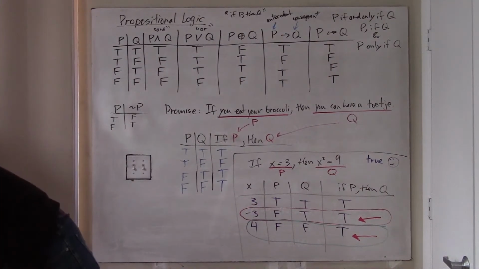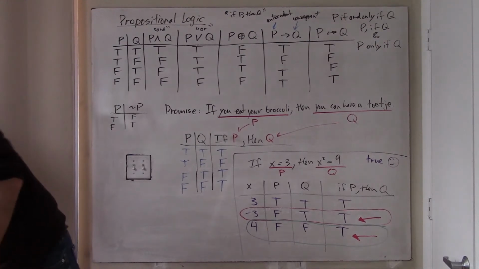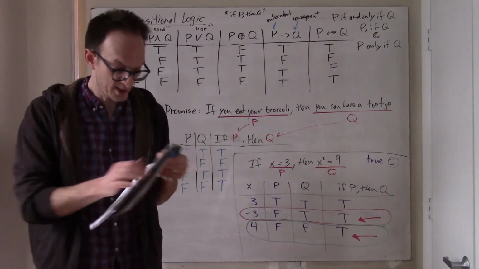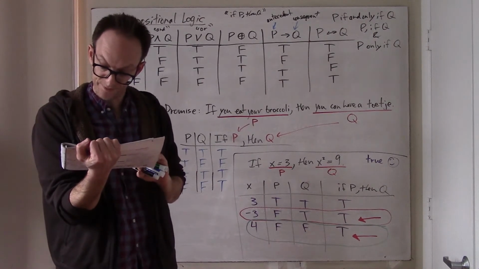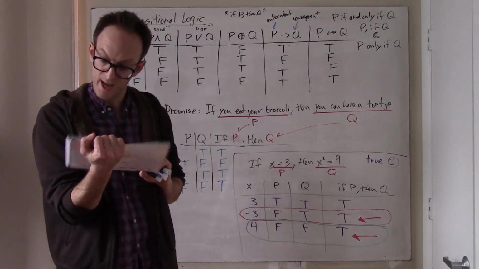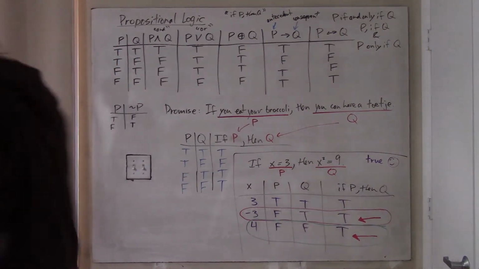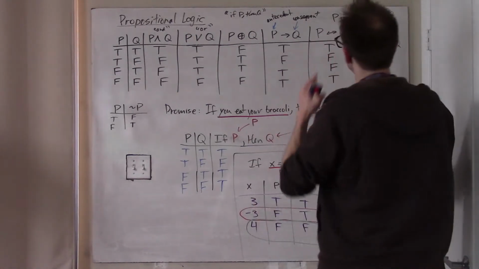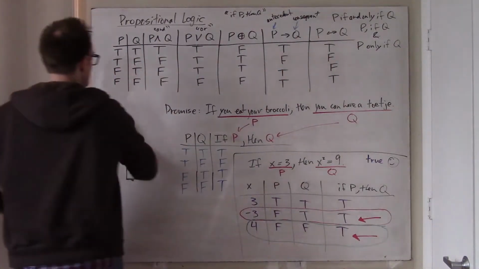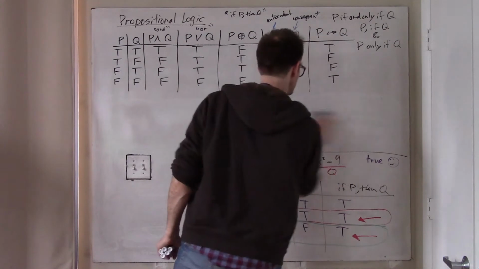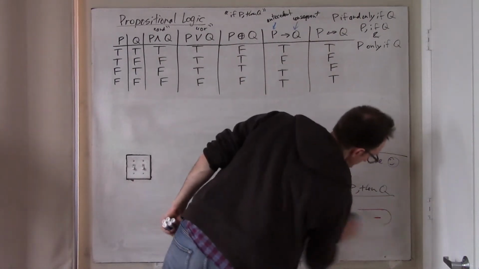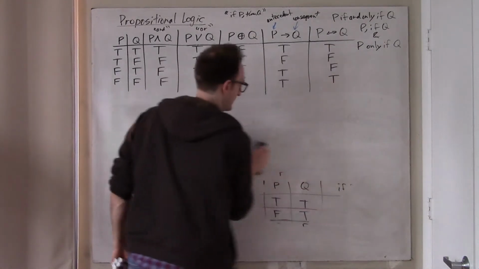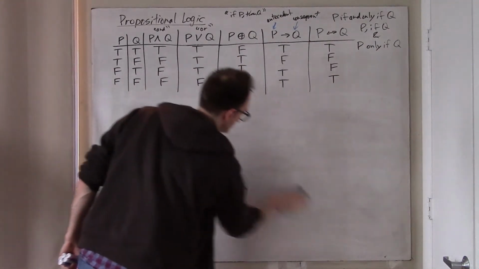Where are we right now? Biconditional, etc. Okay, good. Let me erase all this, or most of it. Moving right through this all, kind of slowly, though. Where are we now?